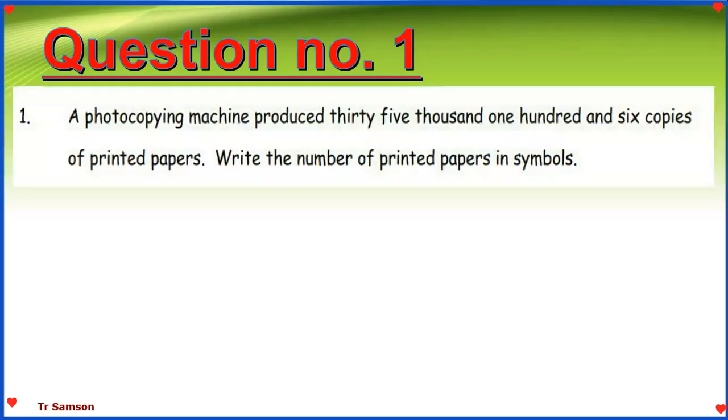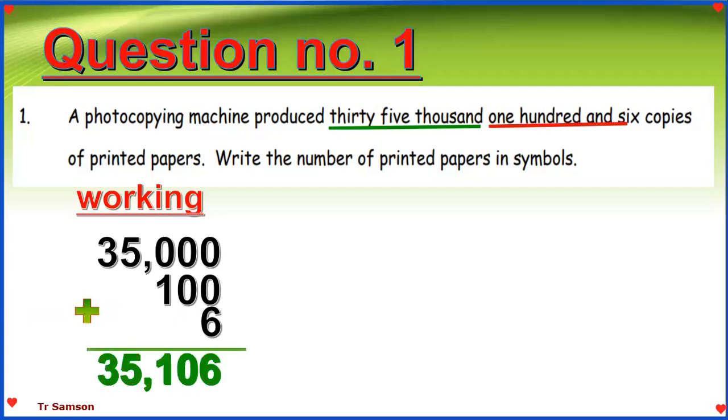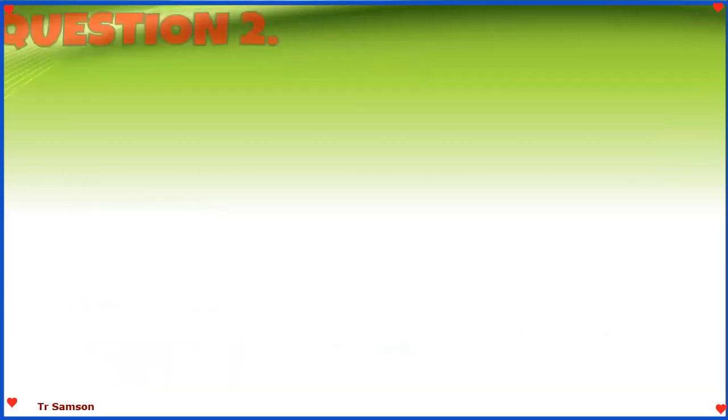Question number 1. A photocopying machine produced 5,106 copies of printed papers. Write the number of printed papers in symbols. So here we have 5,000, then we have 106. So we write that 5,000 like that and 100 and then 6. Then we do it through addition. So when you add them up, we get the correct answer. That is 5,106. As simple as that.